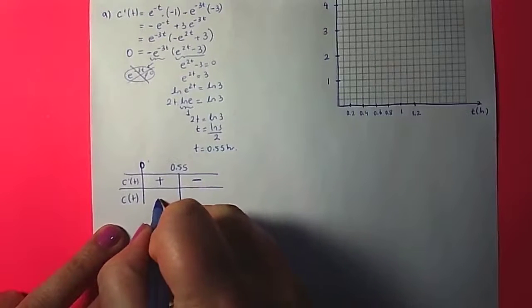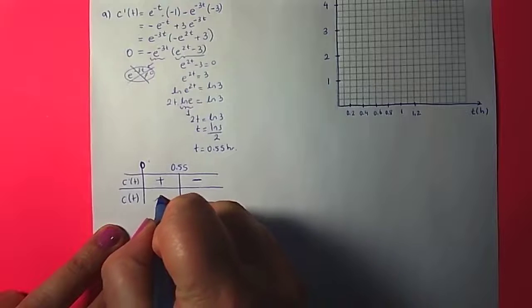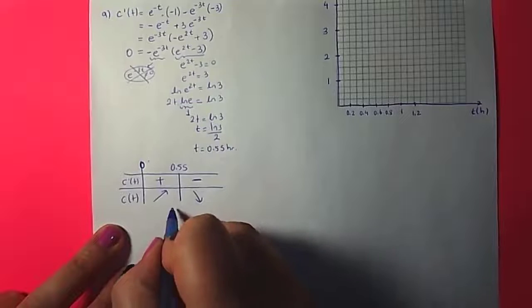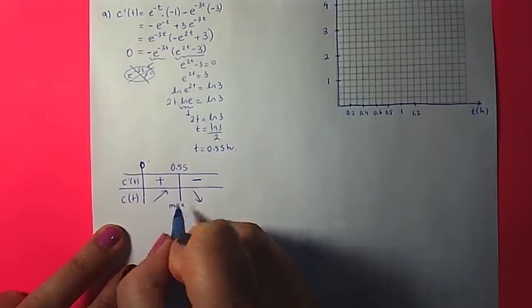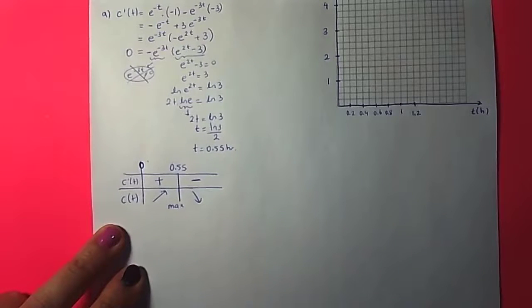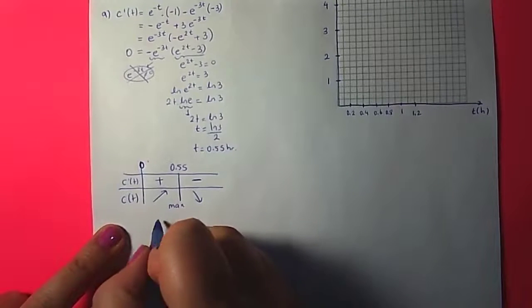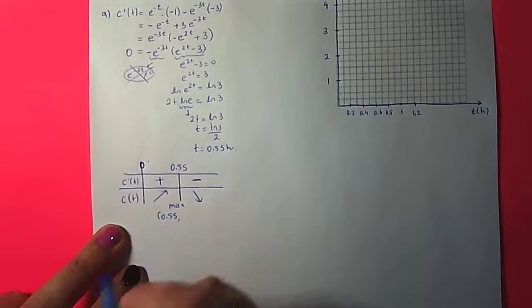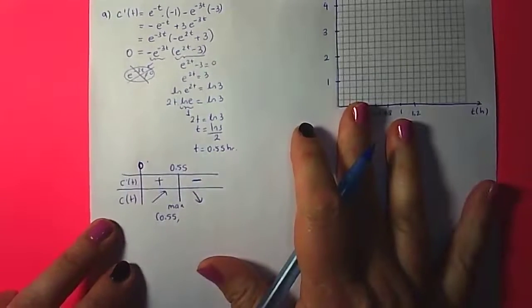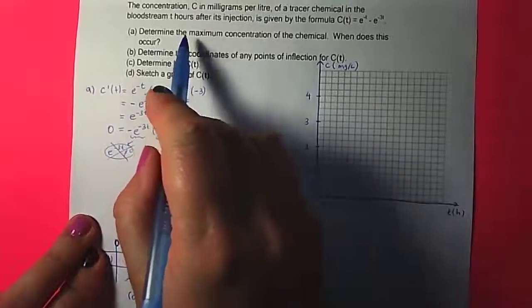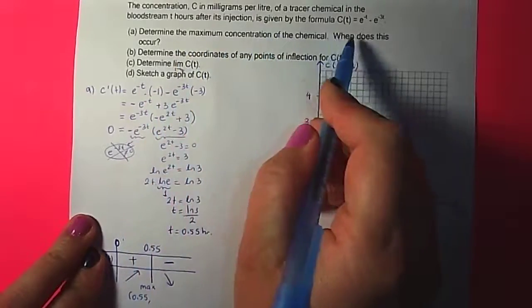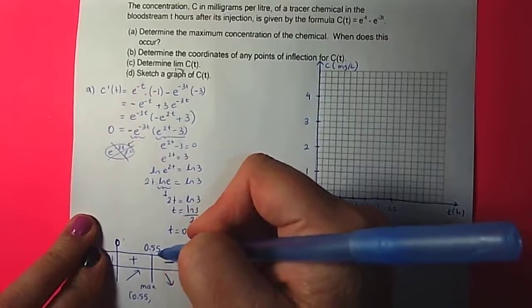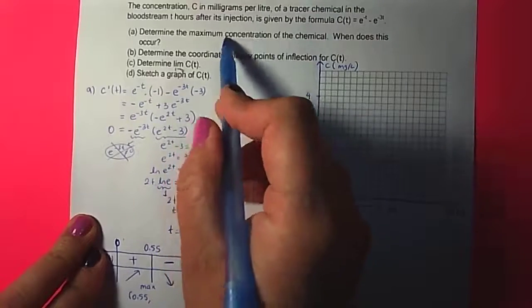Okay. So based on that, we can say that C of t is increasing in the first interval and decreasing in the second. So then we can see that we have a local maximum at 0.55. So the x-coordinate of it is 0.55. Now we need to calculate the y-coordinate because the question is asking what is the maximum concentration and when does this occur. We know that it occurs when t equals 0.55 hours, but what is the maximum concentration?